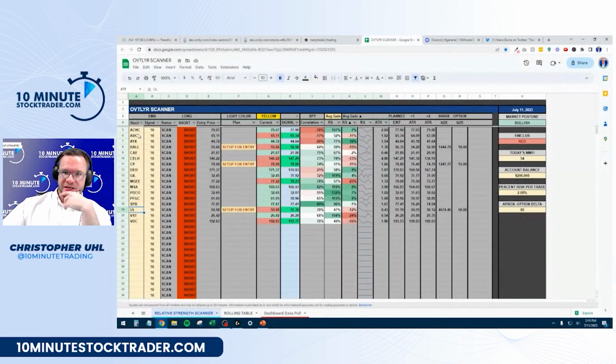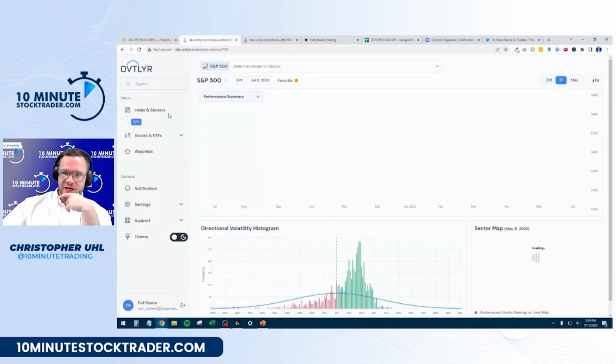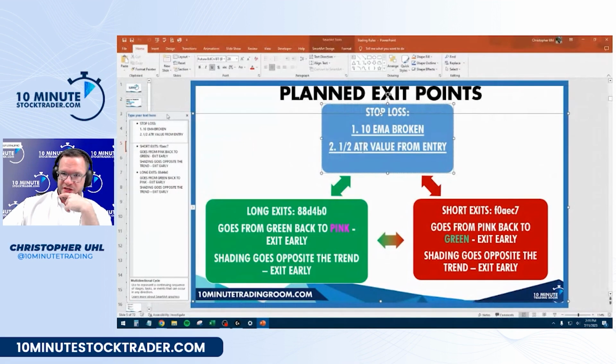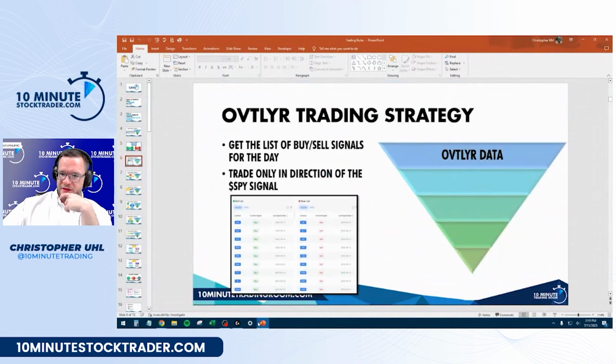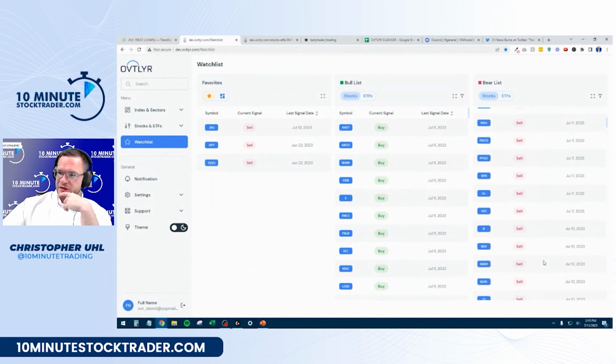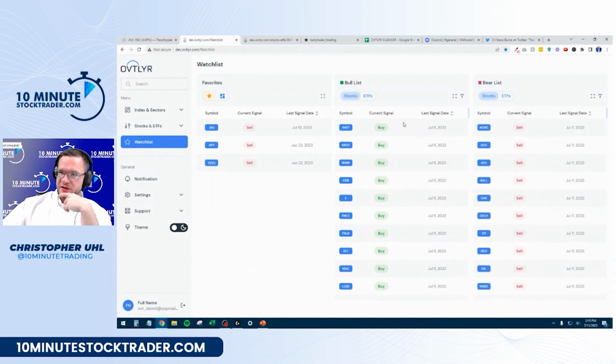I went and I pulled the outlier data for the bearish setups for the day. I'll let that come through for you, because that would be the next step here. The outlier data, and only trading in the direction of the SPY signal, and the SPY signal is still on the sell signal, so we'd only be looking to go short. And there were a handful that set up here on that list.